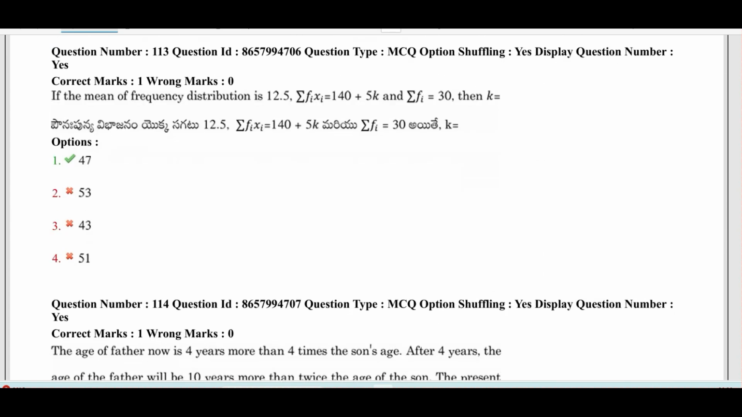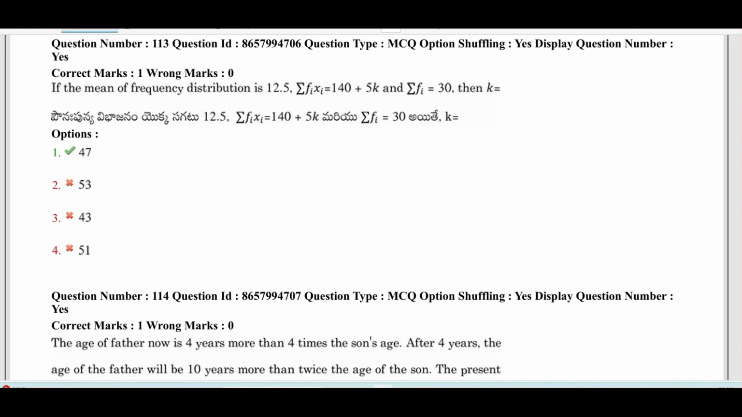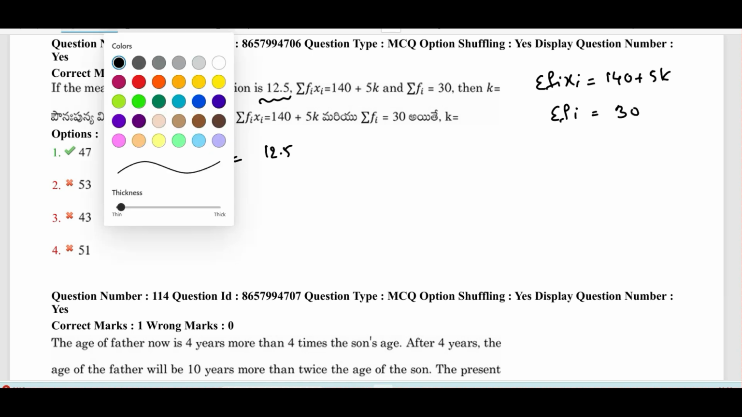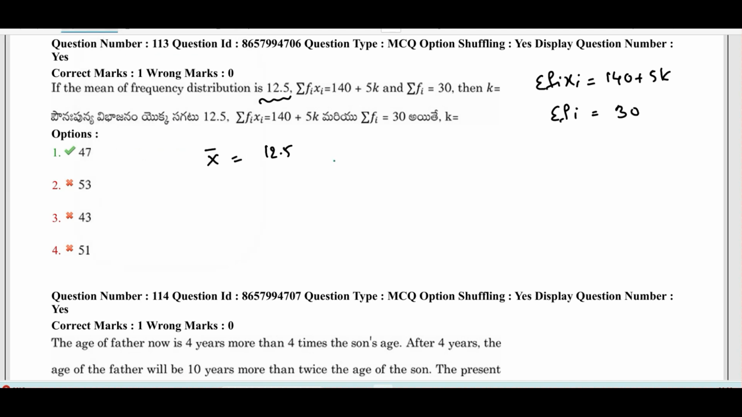Now, let us see the next question. Okay, if the mean of a frequency distribution is 12.5, that means what? We are given the mean as 12.5, and we know that sigma fi xi is 140 plus 5k, and sigma fi is given as 30, and we are asked to find k. So, to solve this problem, one must be aware of an important formula for the mean. Mean is equal to sigma fi xi by sigma fi. So we know the mean is 12.5. Let me substitute: sigma fi xi is 140 plus 5k, and sigma fi is 30.